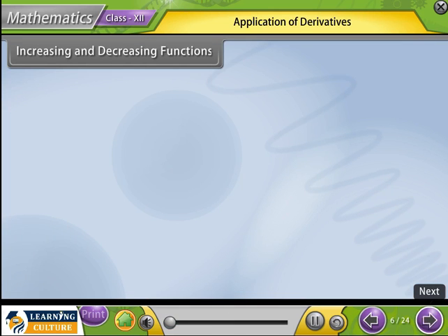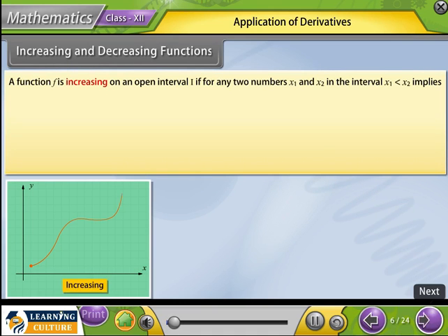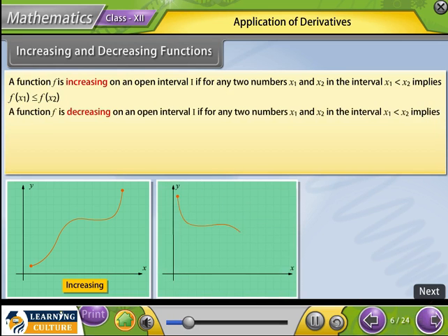Increasing and decreasing functions. A function f is increasing on an open interval I if for any two numbers x1 and x2 in the interval, x1 is less than x2 implies f of x1 is less than or equal to f of x2. A function f is decreasing on an open interval I if for any two numbers x1 and x2 in the interval, x1 is less than x2 implies f of x1 is greater than or equal to f of x2.